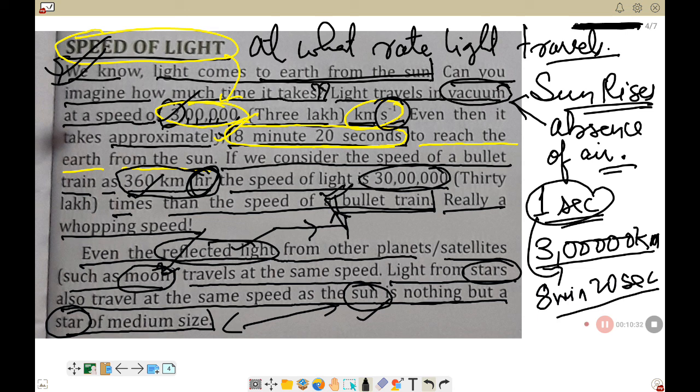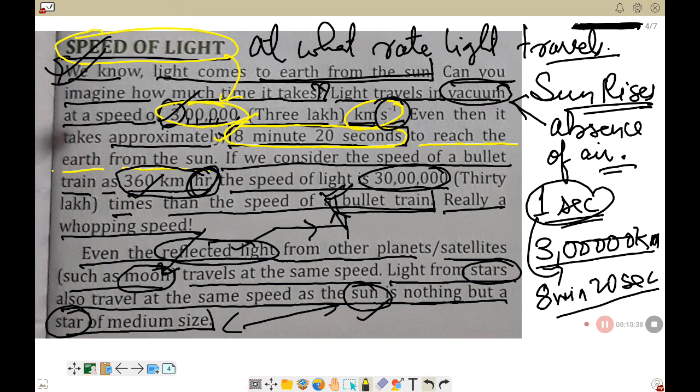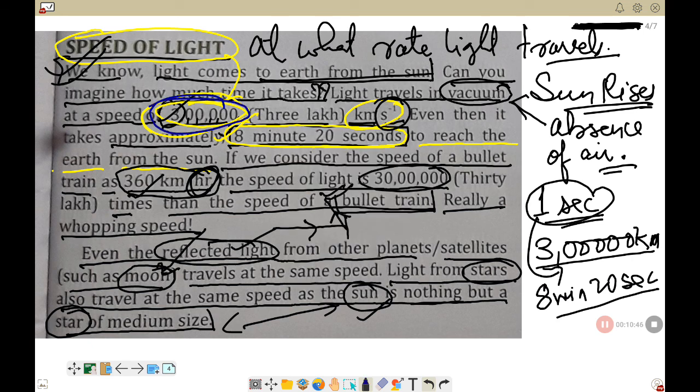All right, so three important things you can remember from this paragraph. One is the speed of light. Okay, let me change the color of my pen. Now this is the one that you have to remember: speed of light is 3 lakh kilometer per second. The other one is the time taken by the light to reach the earth from the sun, it is 8 minutes 20 seconds. And the other one is the speed of the reflected light from the stars. They are the same, that is 3 lakh kilometer per second. So this is our speed of light.